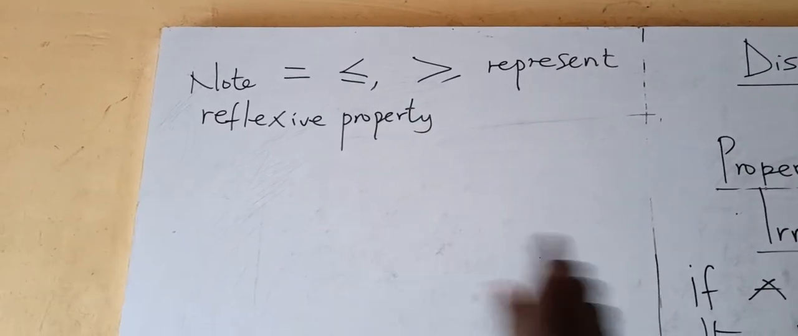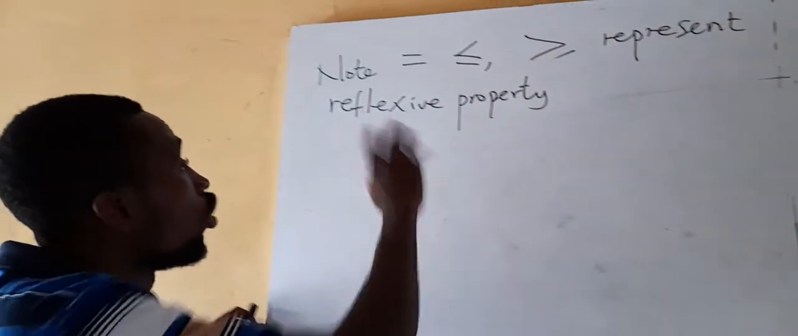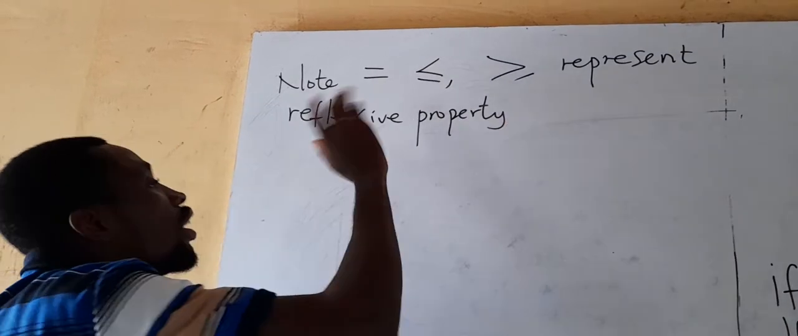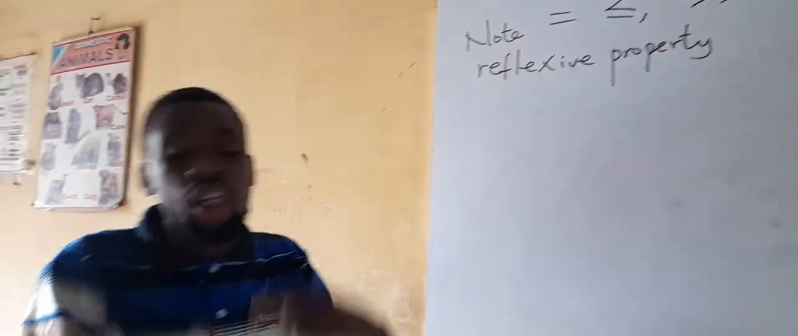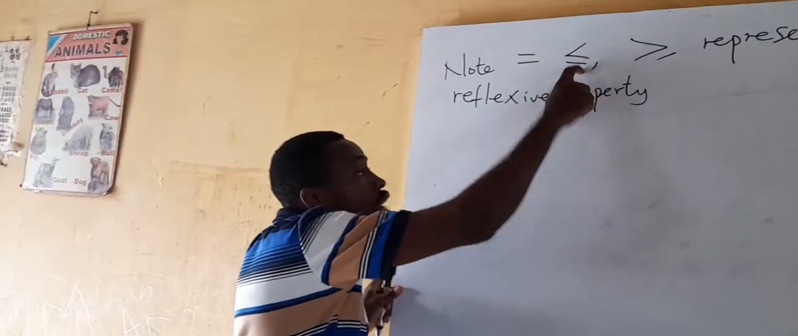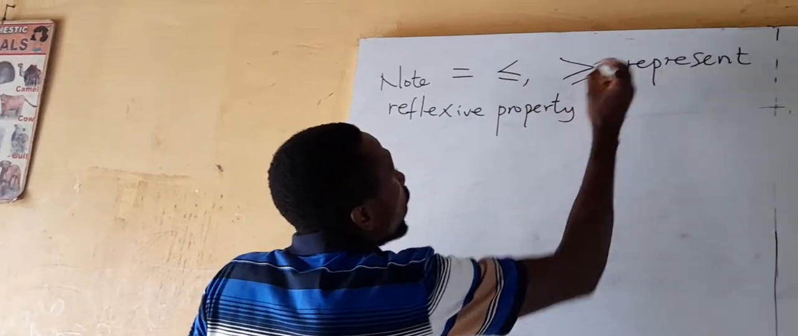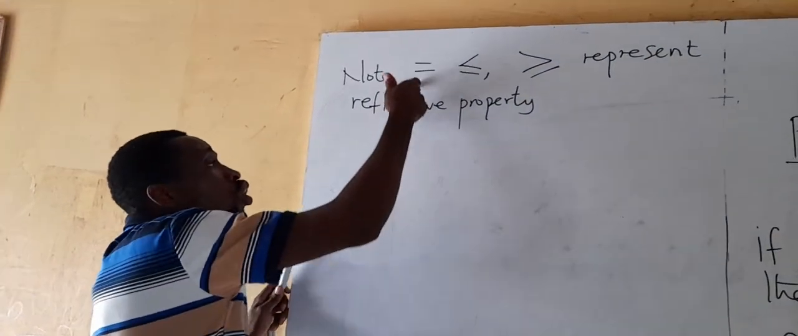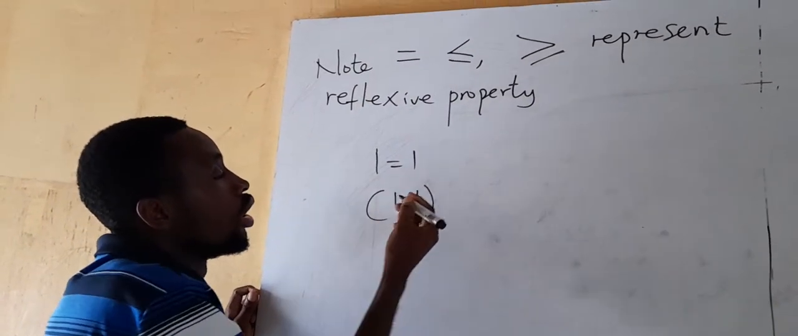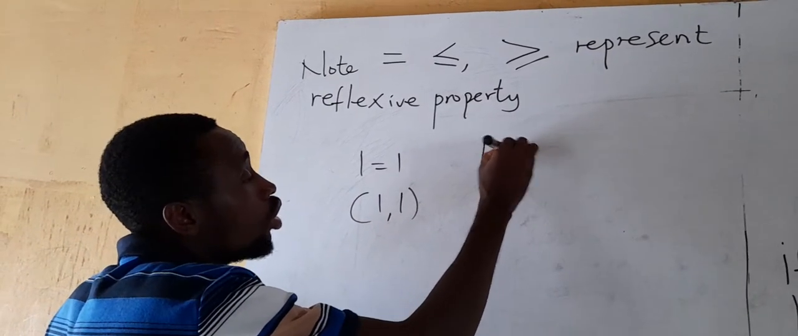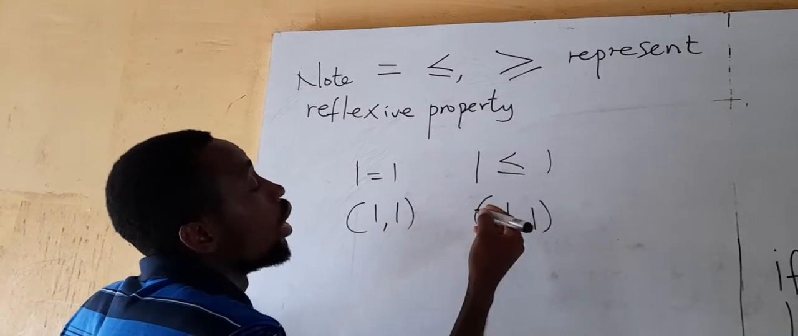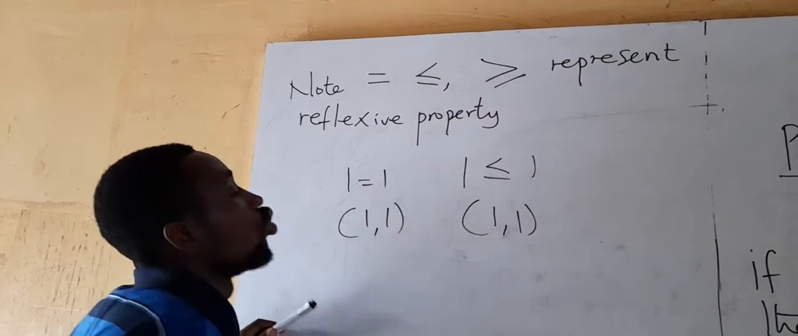Before we talk about the other property of relation, take note that equality, less or equal to, and greater or equal to represent a reflexive property. Just take note of this name; as we go on, I will explain it to you. Equal to, less or equal to, and greater or equal to represent a reflexive property because if 1 is equal to 1, we can have (1, 1). Then if 1 is less or equal to 1, we can still have our (1, 1). The same applies to the other. So take note of it.